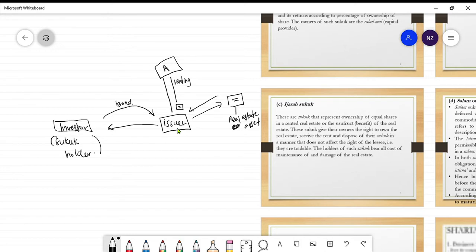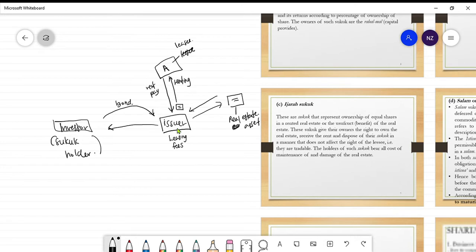So now A ni akan buat payment, right? Renting payment to the issuer. So issuer ni sekarang dapat rent payment from A. So by dia punya leasing fees tadi, by the payment yang dia dapat daripada lessee ni tadi, okay, issuer ni tadi dia gunakan duit tu untuk dia bayar balik the bond to the investors.